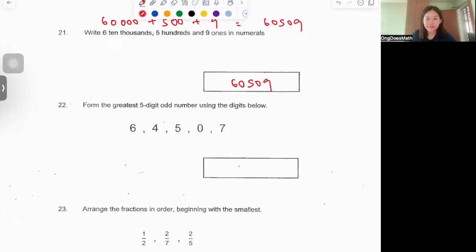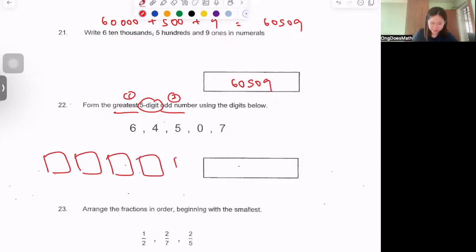From question 22: form the greatest 5-digit odd number using the digits below. So there are 2 criteria. One, it has to be the greatest. The other one is it has to be an odd number. And obviously it has to be a 5-digit number. So, which means that if you have a 5-digit number, this number must be the biggest, and this last digit must be the smallest odd number.